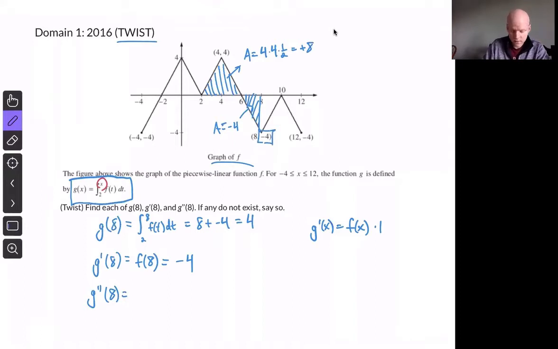On the same token, g double prime of x is the derivative of g prime, which means that the derivative of g prime would be f prime. So g double prime of x is equal to f prime of x. So this is the slope of f.